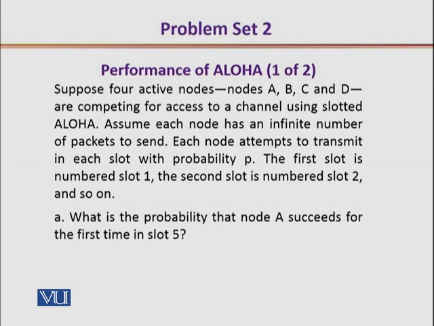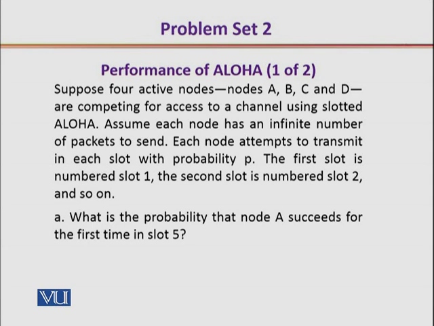If we assume that each node has an indefinite number of packets to send, it means it will keep on trying to avail the time slots. In fact, each node is going to try every time slot. If each node attempts to transmit in every slot with probability P, and if the value of P is 1, it means the node is surely going to try in every slot. If the value of P is anything between 0 and 1, for instance 0.5, it will attempt in every slot with a probability of 50%, and it would defer its transmission with a probability of 50%.